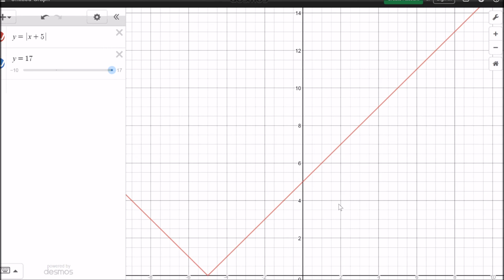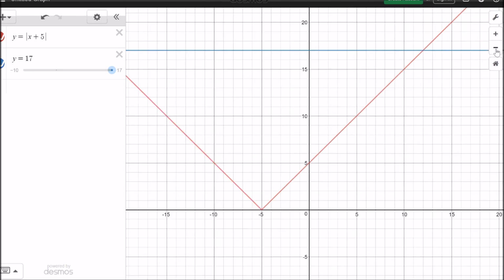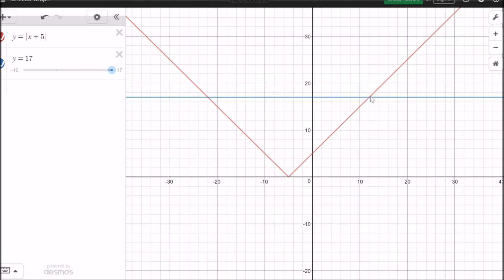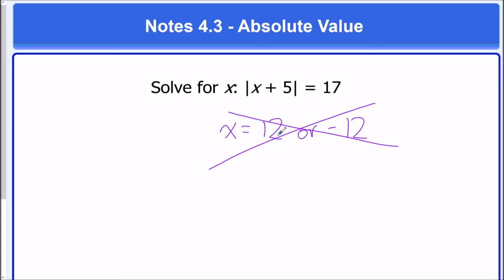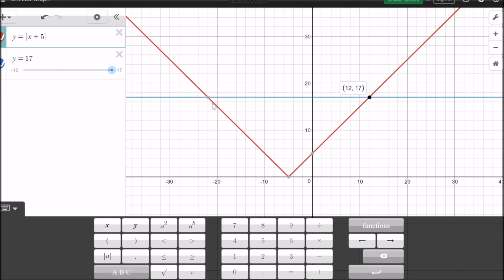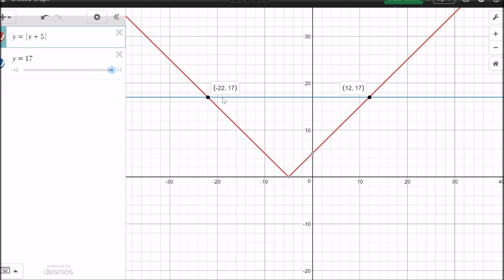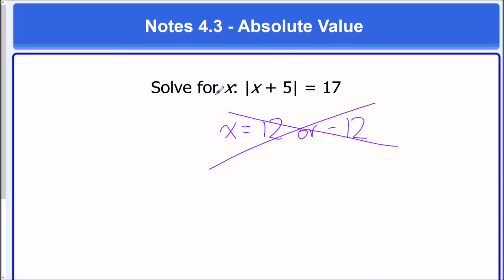And I'm going to zoom out a little bit so I can see where my intersection points are. So my first intersection point is at 12, which we said would work. X would equal 12. But our second intersection point is at negative 22. So let's talk about why algebraically the second answer will be negative 22.